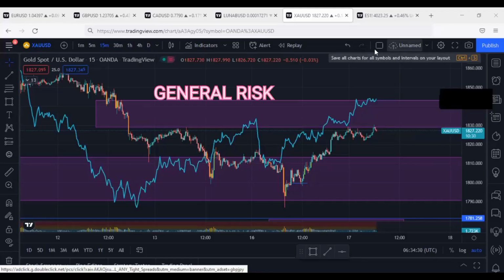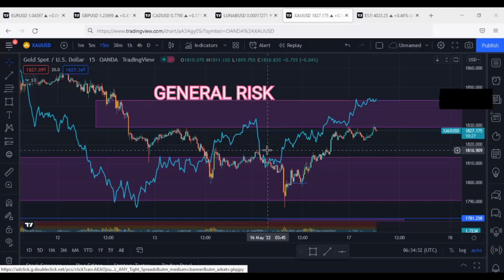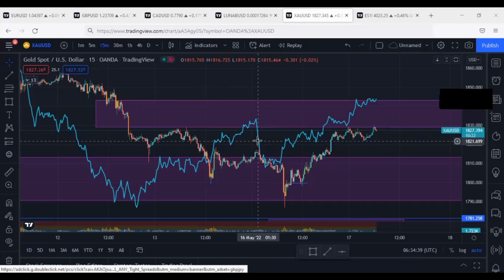So this is another value line. This is a general risk in the market. It tells us the general risk scenario in the market. When we look at this, we see that the risk has been turned off. In this situation, it's not a risk on, it's a risk off situation since we are dealing with gold. So this is a risk off situation.